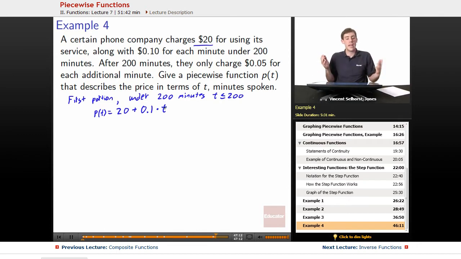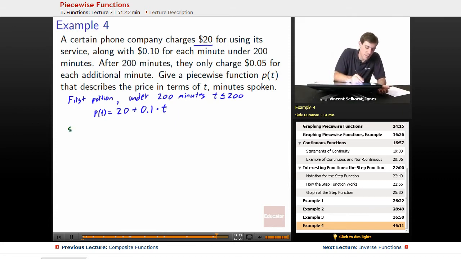Let's do a real quick test. Let's say if we'd talked 100 minutes, then 100 minutes times 10 cents would be $10. So we'd have a $30 total, which if we plug that into our new function that we just made, P of 100 would be 20 plus 0.1 times 100, which would come out to be 30. Great. So the first part of it checks out.